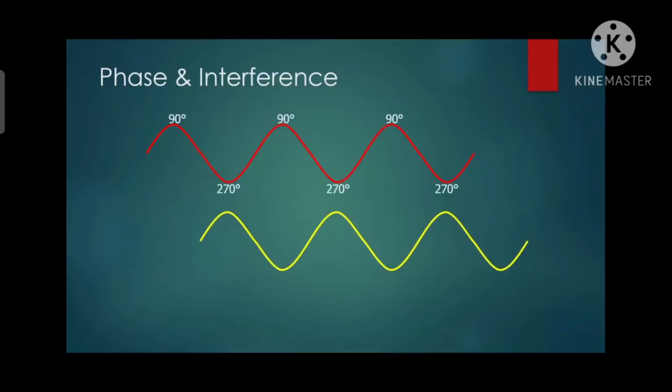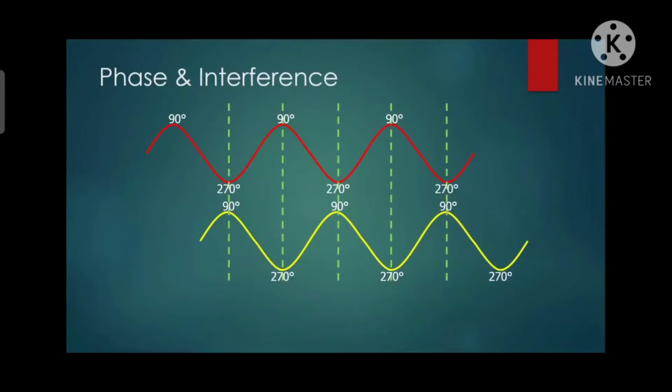Constructive interference. Here are those two waves again, but I have shifted them. We are going to use the same numbers. The crests are at 90 degrees, the troughs at 270 degrees.